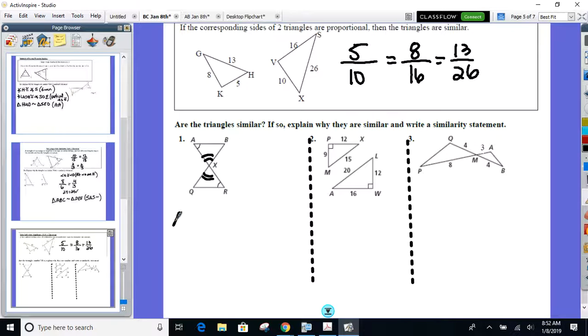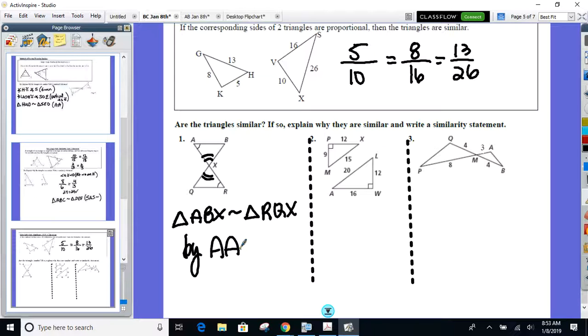All right, here you go. Need a good similarity statement here. Triangle AB, okay, somebody wants to go ABX, similar to RQX by what method? Angle, angle. If you want to put the tilde with it, that's fine. It's not required because angle, angle is only used for similar triangles.